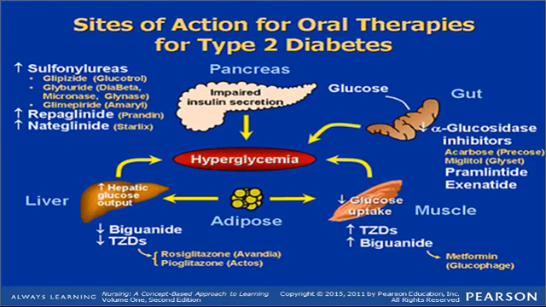Then you have your DPP4 inhibitors: alogliptin, linagliptin, saxagliptin, sitagliptin. If you notice, the DPP4 inhibitors are the gliptins. They slow the GI emptying, decrease the glucagon secretion. They inhibit the DPP4 enzyme.